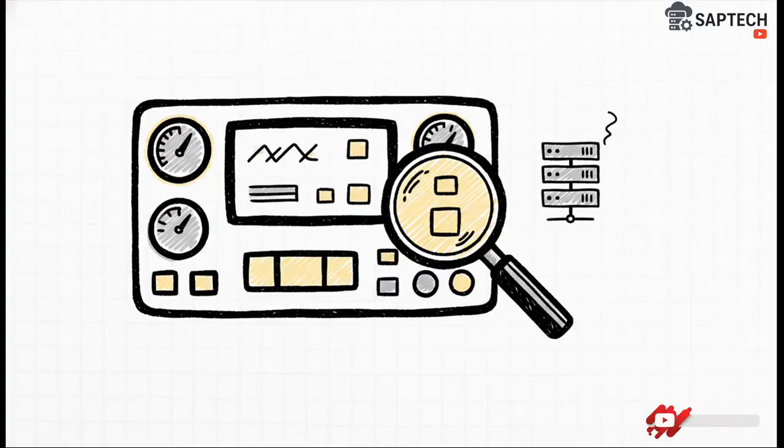Our first stop is transaction code SM37. This is the job overview screen. As a Basis consultant, this T-code is basically your command center for anything and everything related to background jobs. In a real-time project, if there's a fire related to a job, this is where you go to find the smoke.